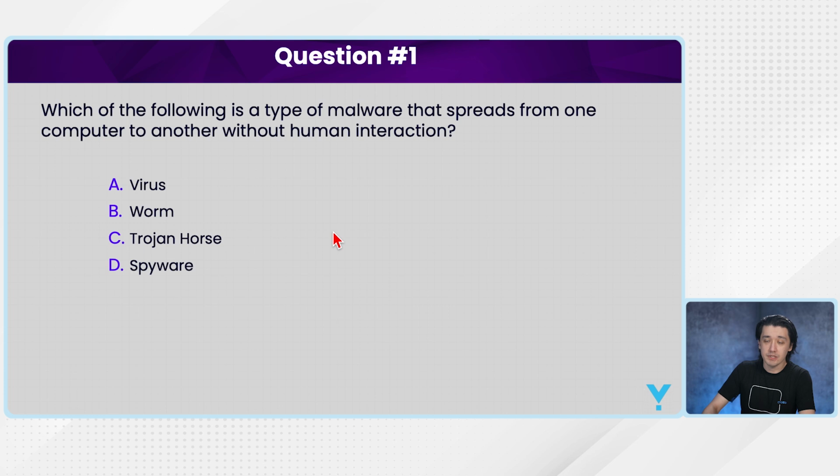Which of the following is a type of malware that spreads from one computer to another without human interaction? A. Virus. B. Worm. C. Trojan horse. D. Spyware. I'll give you a second. It is B. Worm. Remember, doesn't need an input from the hacker. It only really needs to be in the computer. Once it's in there, no interaction is made, and it moves and corrupts as it was programmed to corrupt, no matter how sophisticated or simple.